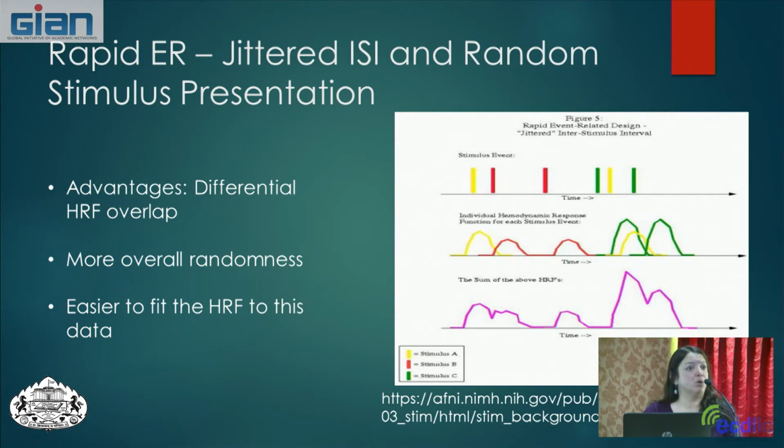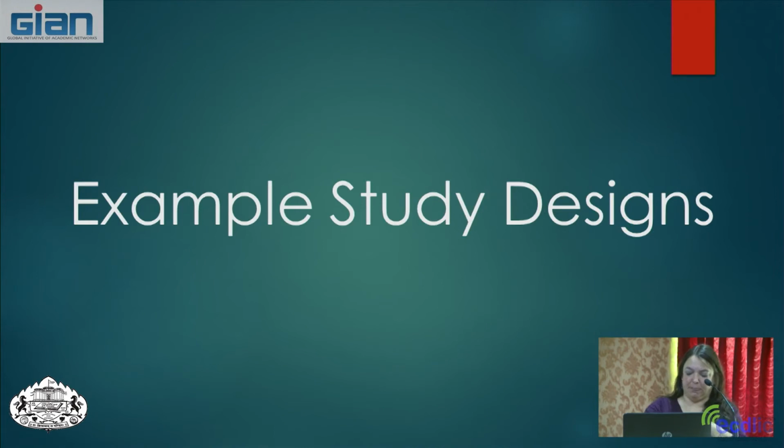It introduces more randomness into the experiment, and it becomes easier to fit our HRF to this. The HRF being, I'm sorry, it's not the heart rate, it's the hemodynamic response function, or the bold signal, okay? So this is a solution that people have come up with for these rapid event-related design experiments.